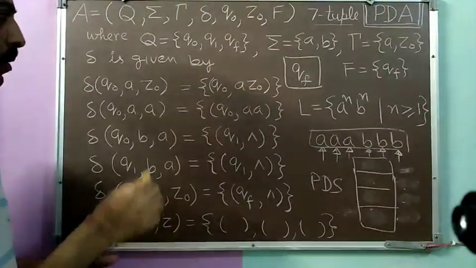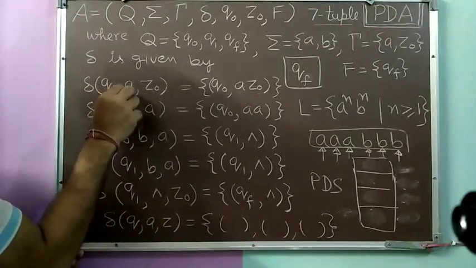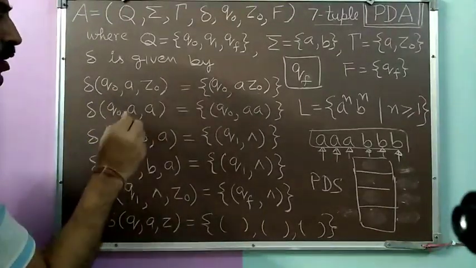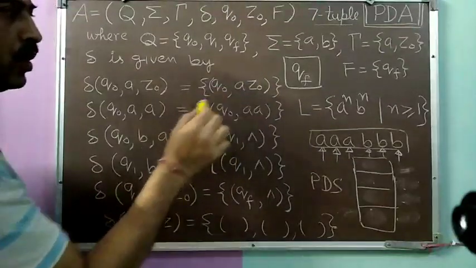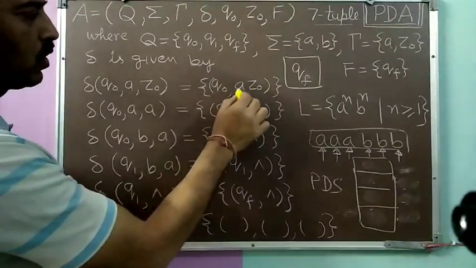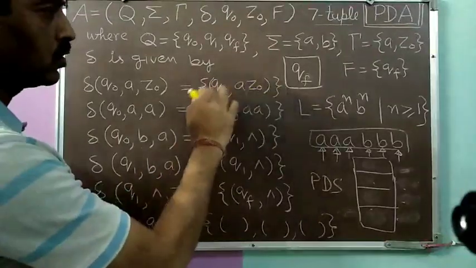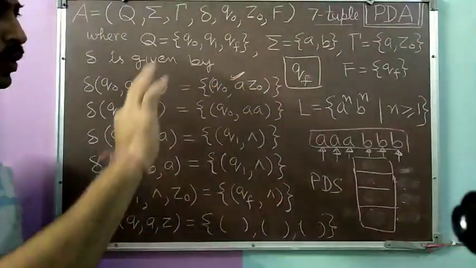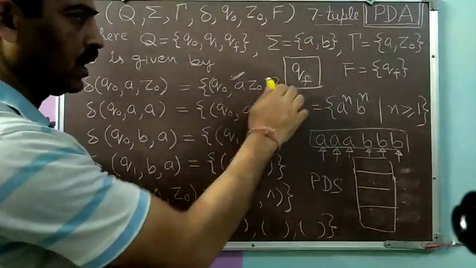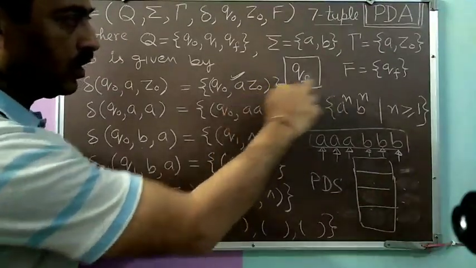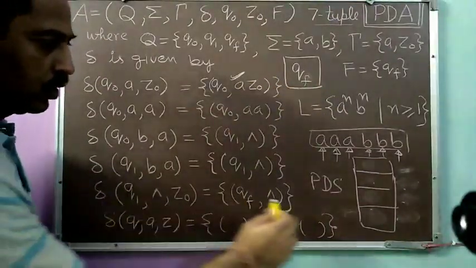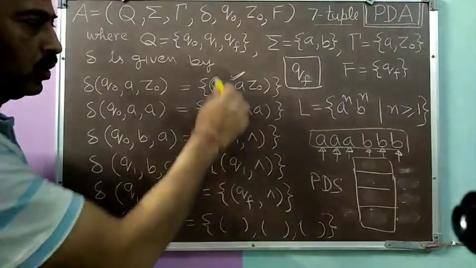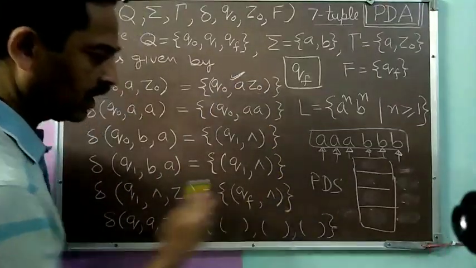Meaning there is no non-determinism. If I am in the state Q0 reading an A, and the topmost symbol of the pushdown store is Z0, then I am bound to take this option. I will be remaining in the state Q0 and writing AZ0. Because there is no other pair present here, only a single pair, I am bound to take this pair, so there is no confusion. If there are more than one pair present, then I am having a choice. Either I can choose this one, this one, or this one. So this is creating a non-determinism.